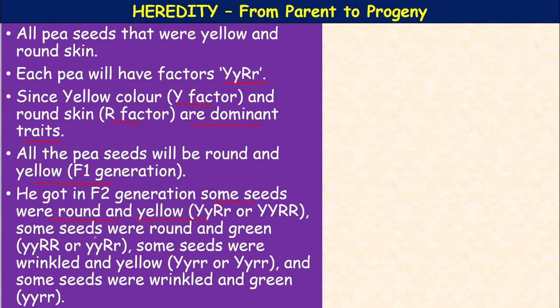Some seeds were round and green, once again, small y, capital R, or small y, capital R, small r. Some seeds were wrinkled and yellow, capital Y, small r, or capital Y, small r. And some seeds were wrinkled and green. Wrinkled and green means total recessive, that is small y, small r.